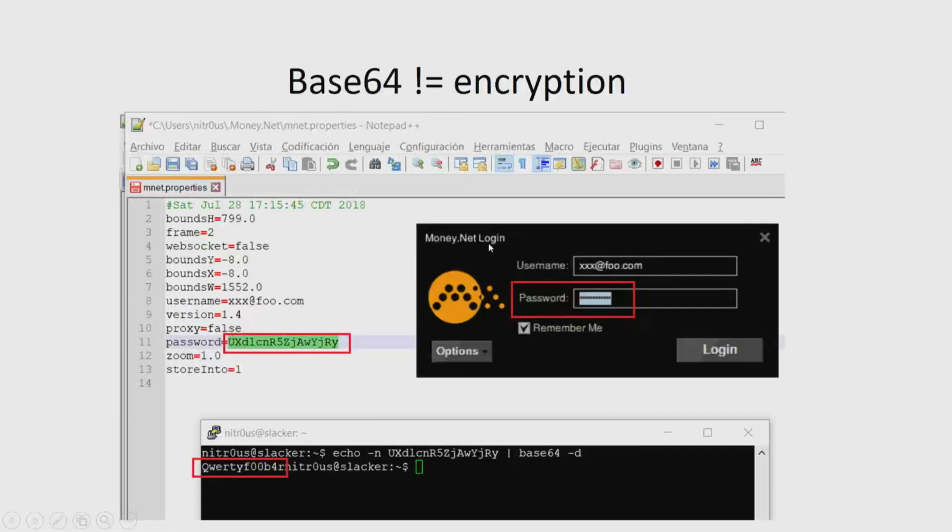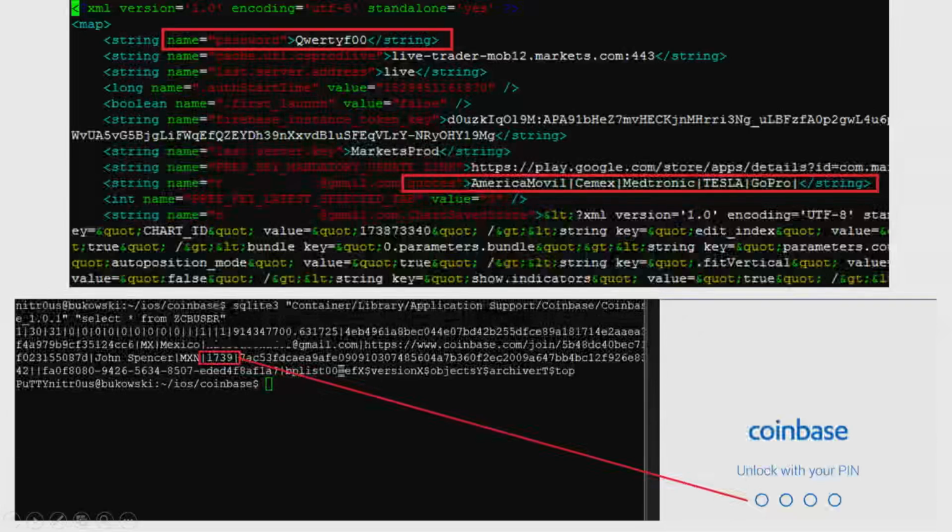This is money.net, this is a paid application. And this is base 64. This is an XML file on Windows. It's easy to find, right? Coinbase. Whenever you enable an extra layer of security, setting a PIN for unlocking your application, well, this PIN is stored in plain text, and it's Coinbase.